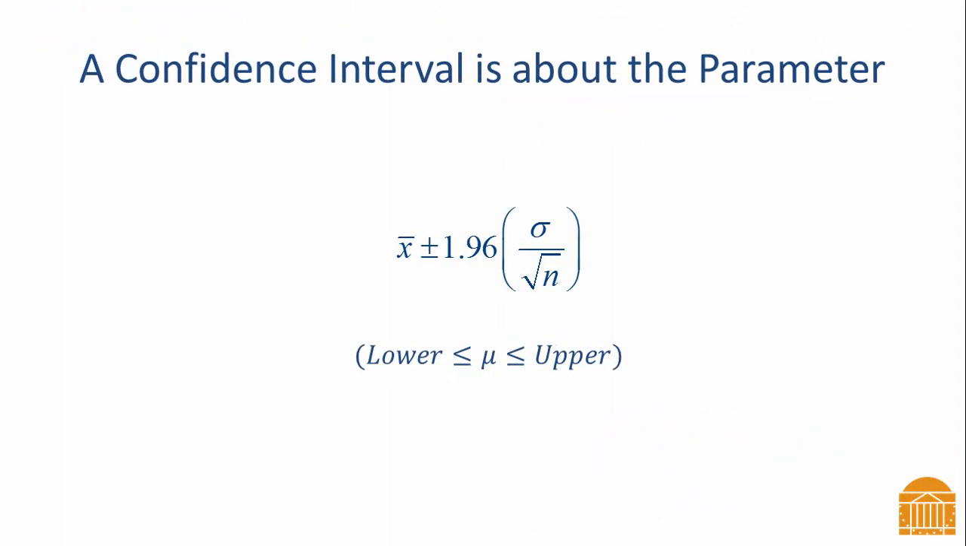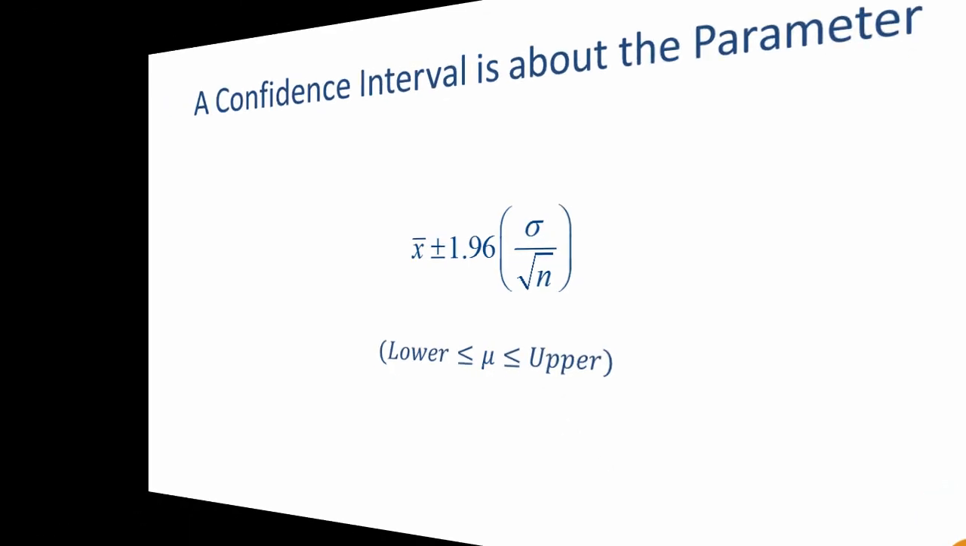There are a few more important points to make about a confidence interval. First, a confidence interval is about a parameter, not a sample statistic. This point is confusing because we use the sample estimate to construct the interval. However, the interpretation is about the parameter. Notice that it is the parameter that falls within the lower and upper bounds a certain percentage of time.